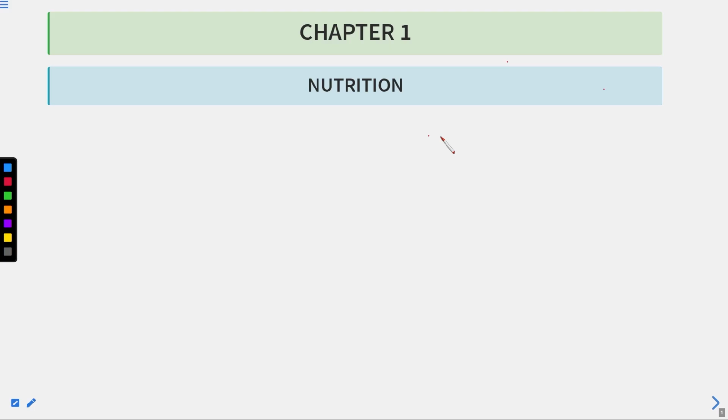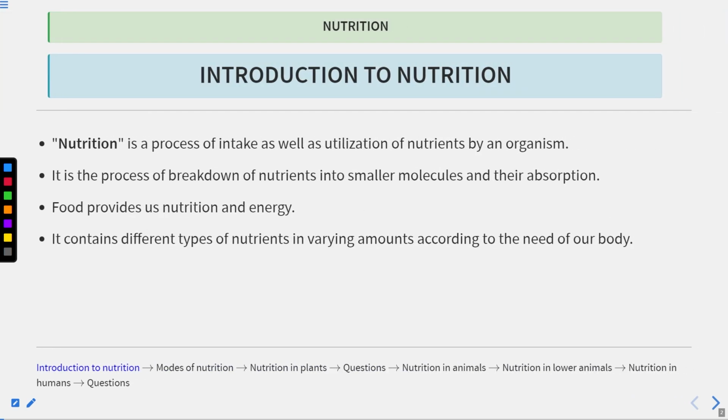Hello everyone and welcome to the new session of the biology lecture series, and today we'll be studying the chapter nutrition. So this topic is from the class 10th NCERT science book. Okay, so today I'll be first introducing you to the topic nutrition. Alright, so let's start with the lecture.